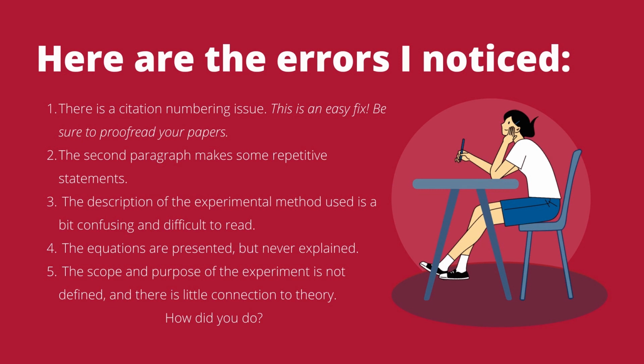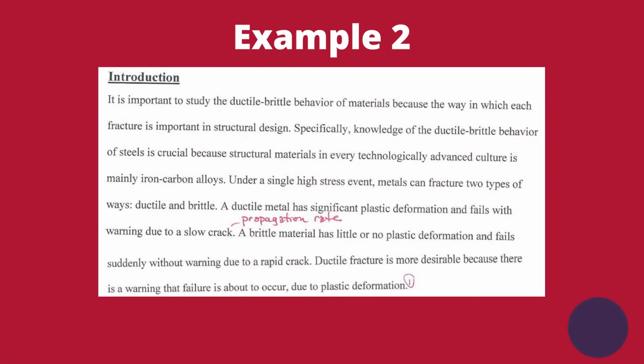Following the advice from earlier, the student did present equations in this section. However, the student neglected to explain the equations. Remember that the introduction is all about providing context, and that means when you include equations, you must contextualize them as well. Finally, the scope and the purpose of the experiment are not clearly defined, and there is little connection to theory. Let's look at another example.